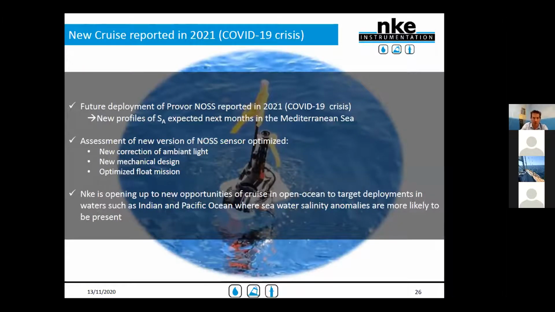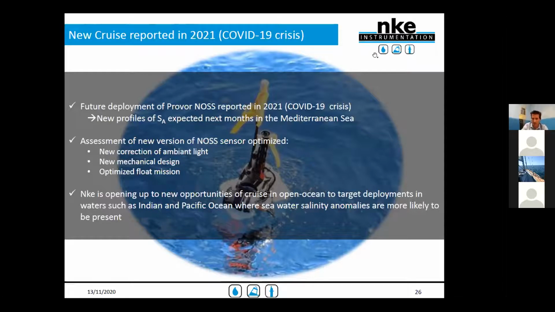To conclude, the new cruise will be postponed to 2021 due to the COVID-19 crisis. We expect new profiles of absolute salinity next month in the Mediterranean Sea. And during this cruise, we will assess a new version of the NOSE sensor optimized with a new correction of ambient light and a new mechanical design, and of course we will optimize the float mission.